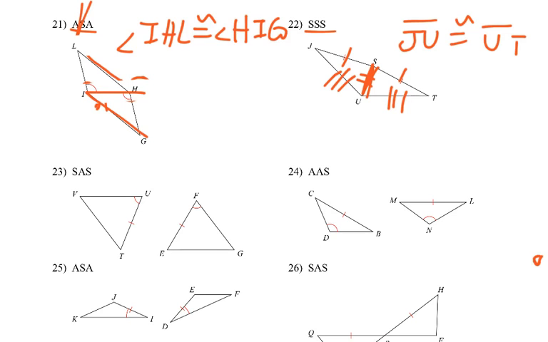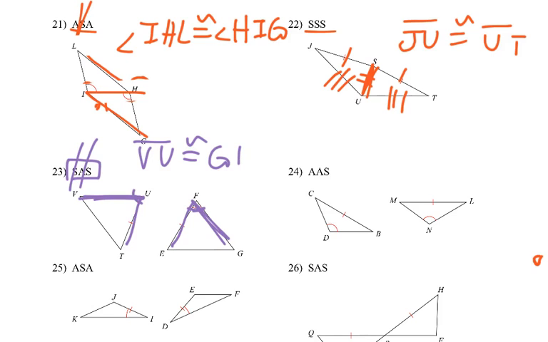Okay, 23, now we got side, angle, side. So I've got a side and an angle touching that side. So my other side has to touch that same one. So it's got to be that one and that one. So VU has to be congruent to GF.